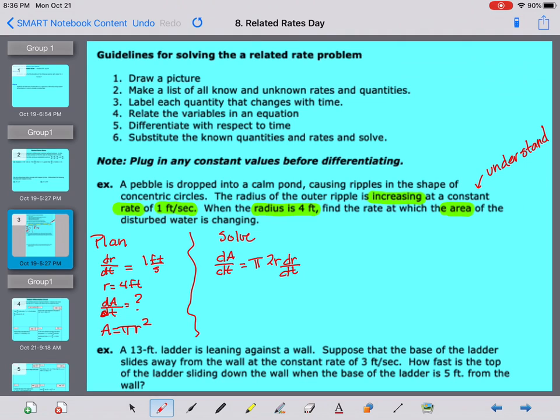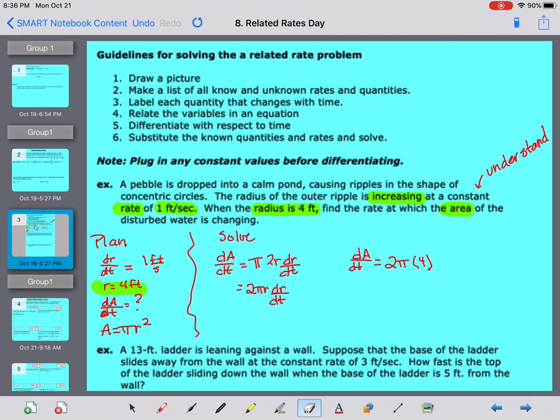Okay. Now I can take some time to rewrite this if I wanted to. But the whole point of this problem, once I get the derivative, is to plug in. So we know what r is, we know what dr dt is, and then that's going to help us solve for dA dt. So we have 2 pi, of course our radius is 4. Remember, that's from this information right here. And then of course our dr dt is 1 foot.